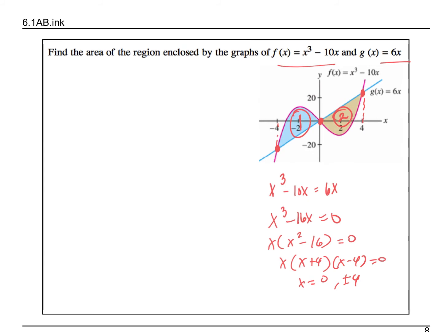So region 1 would go from negative 4 until 0. Pink is above blue, right? The cubic is above the line. So we have x cubed, or f, minus g. Plus 0 until positive 4. Region 2, the line is above the cubic. So we have g minus f.